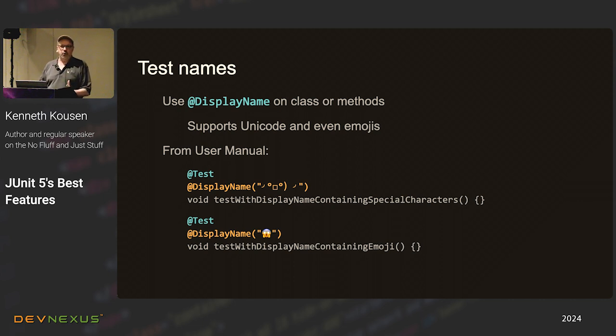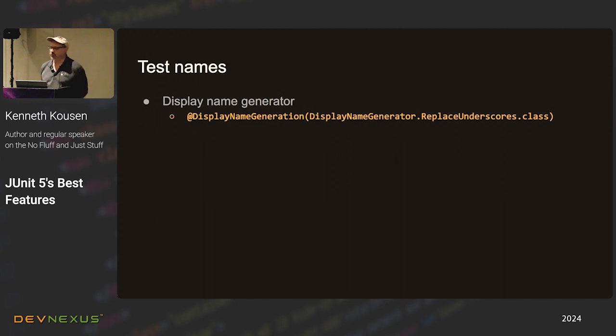What I use it for is, again, to make it so that when you start chaining together a bunch of words in camel case, they become difficult to read. Now you can put in something readable, and they actually have several display name generators built right into the API. This is one I use a lot, DisplayNameGenerator.ReplaceUnderscores. The idea is you write in your test name with underscores. This will turn it into spaces on the output report.